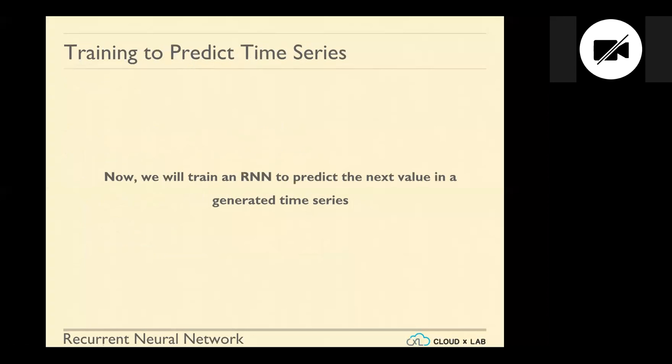Okay, now let's train the RNN to predict the next value in a generated time series. We are going to generate artificial data, and then on that artificial data, we are going to see if our RNN is able to predict it. This is very much like a stock prediction algorithm. Instead of getting actual stock data, we are creating the data using a mathematical formula.